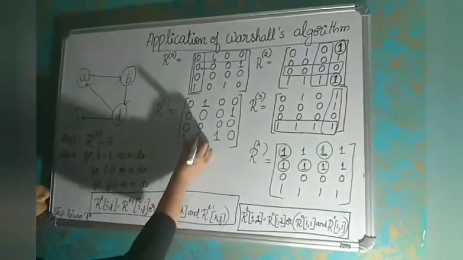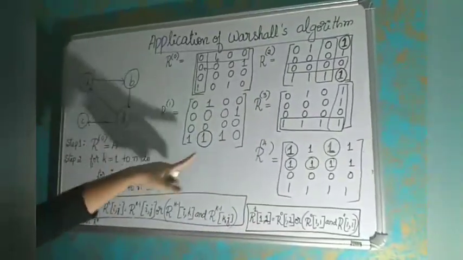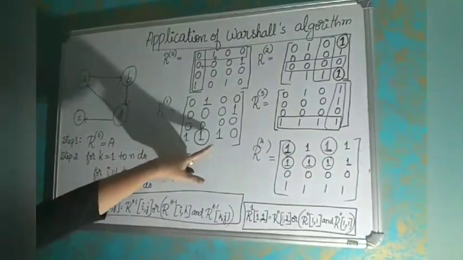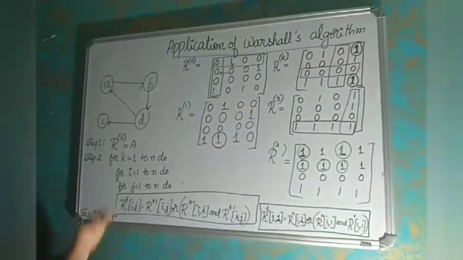So only one element is changed when we come from R0 to R1, that is this one. The other elements are the same. Now we have to calculate R2. To calculate R2, again you have to use the same method.